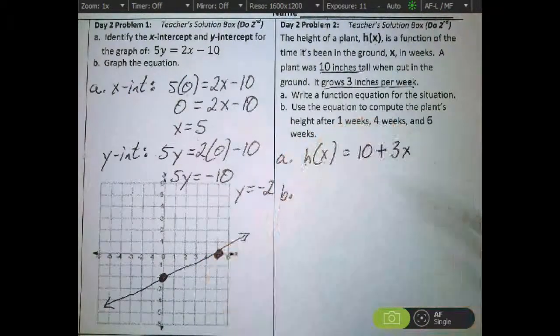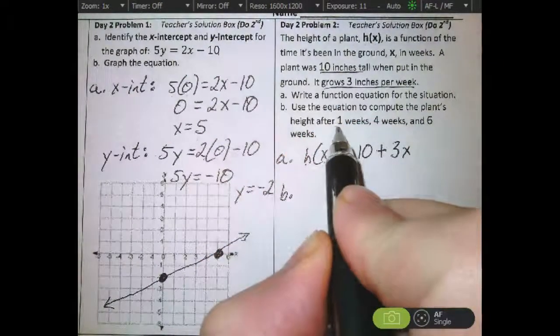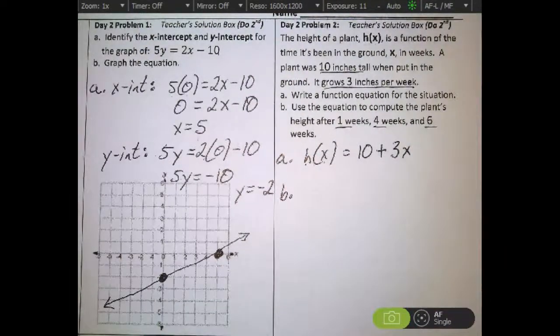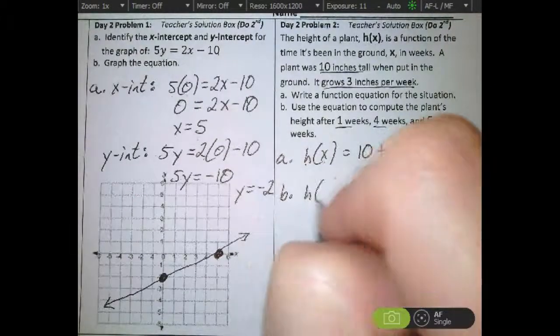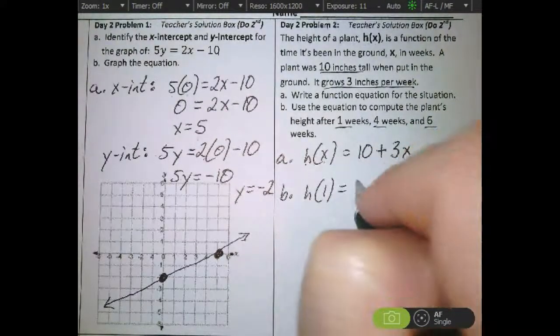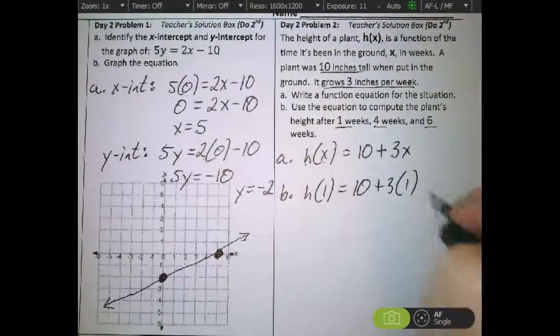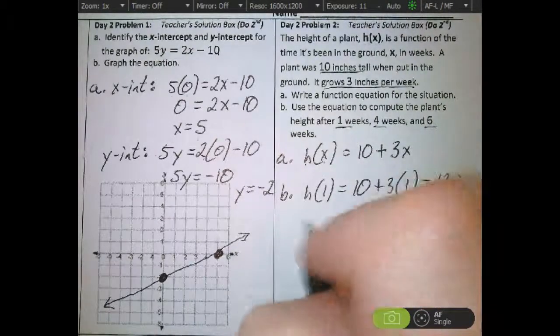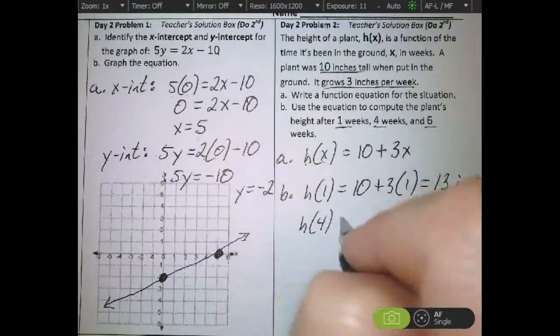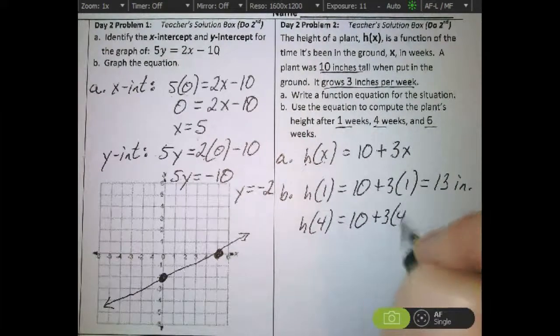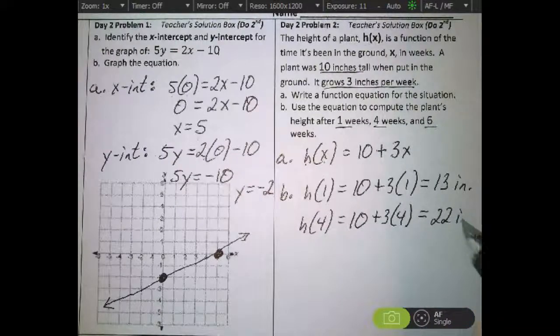Now in question B, we can use that equation to find the height when x is 1 week, when x is 4 weeks, and when x is 6 weeks. So h of 1 equals 10 plus 3 times 1. That makes 13 inches. h of 4 equals 10 plus 3 times 4. And that equals 22 inches.